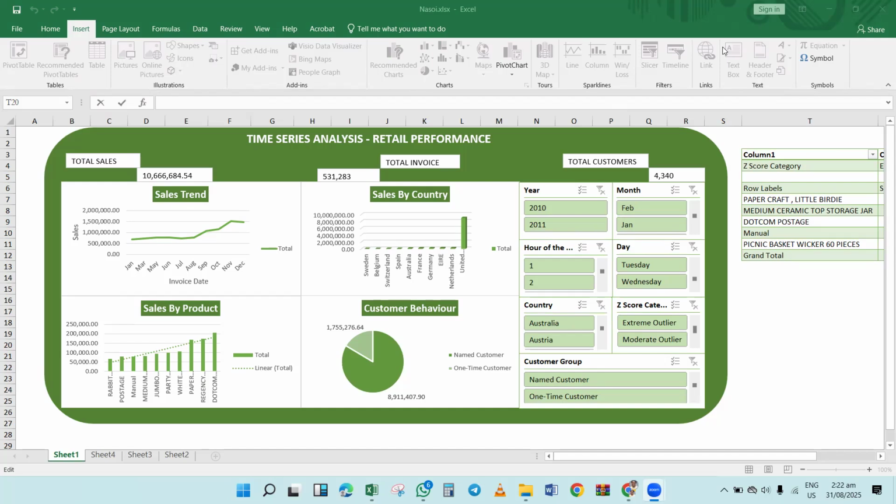Also, a key challenge here will be our one-time customers who, though they generate a smaller portion of the revenue, are still a little bit significant. This potential churn risk is something I think we need to address.